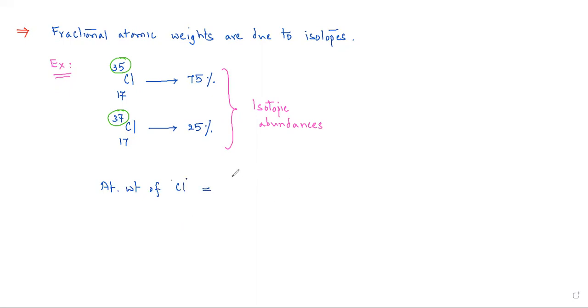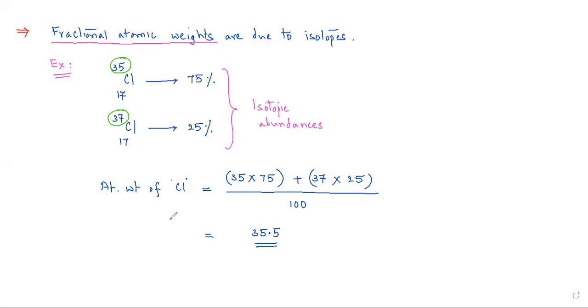You can calculate it this way. 35 occurs to an extent of 75%, then 37 occurs to an extent of 25%, divided by, of course, 100. So when this is simplified, you'll get 35.5. This is the atomic weight of chlorine, what we normally consider. You must have seen this in the periodic table that is supplied to you, right? So very important, fractional atomic weights are because of the existence of isotopes. So this is very important.